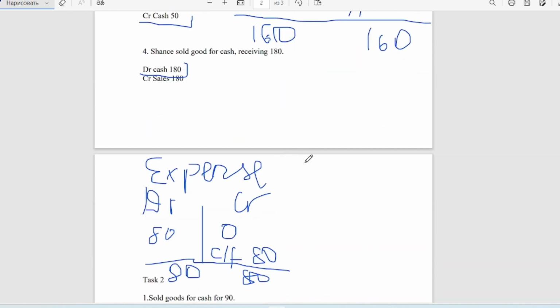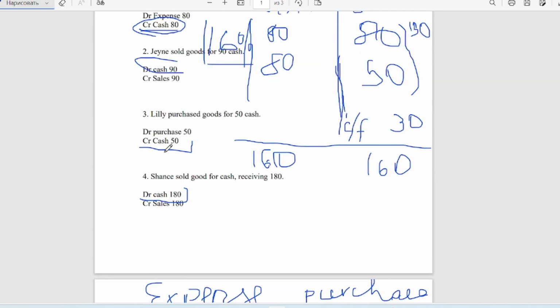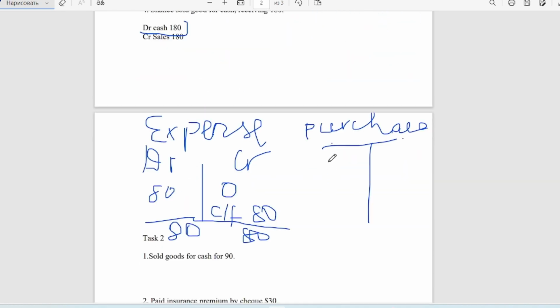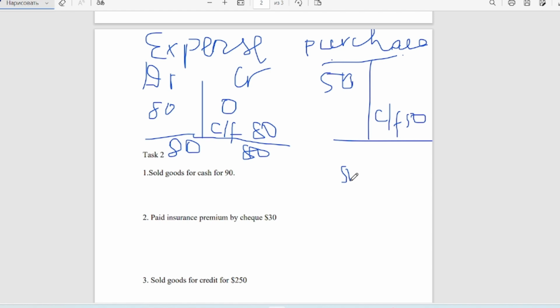And the next one is purchase. Let's open purchase account. Right here it is debit and right here credit. Here we have only one purchase, which is 50 on the debit side. So write it in the debit side. So closing balance 50 and we have here 50.